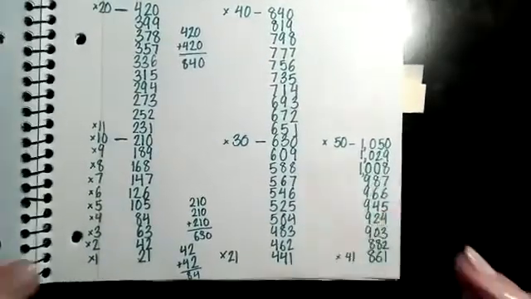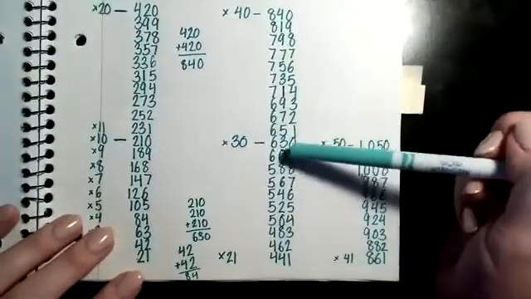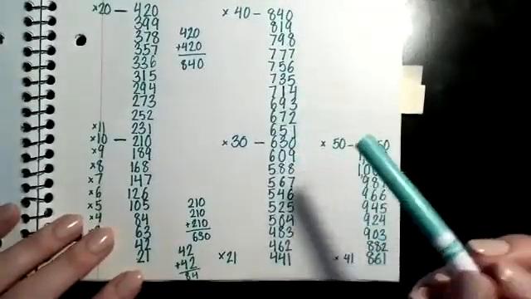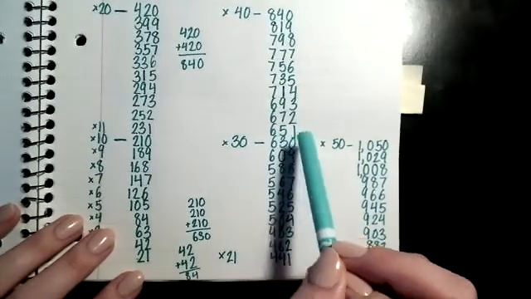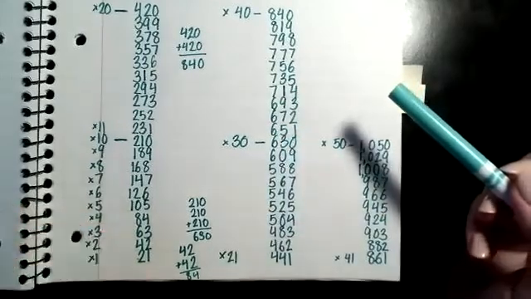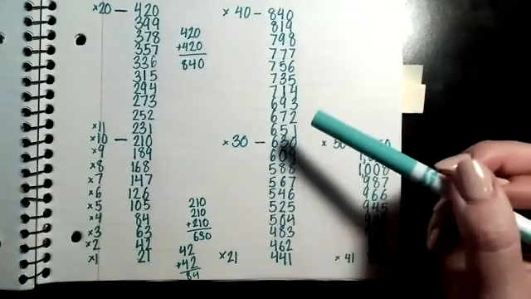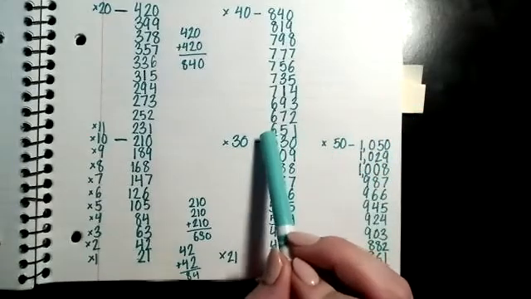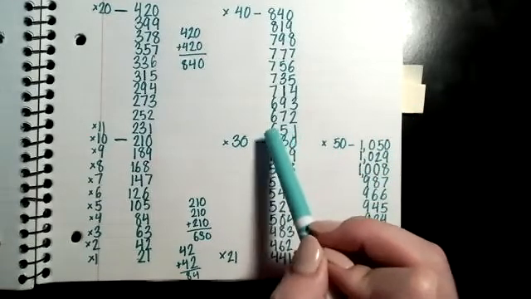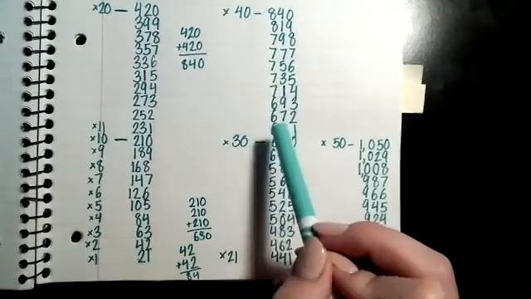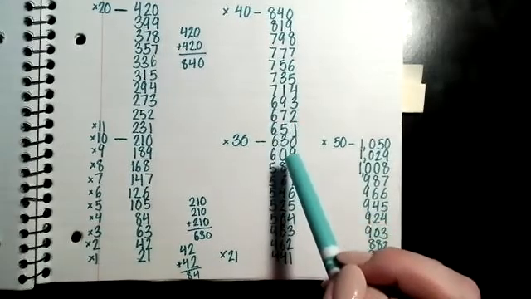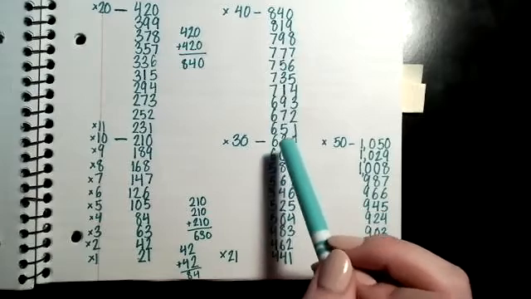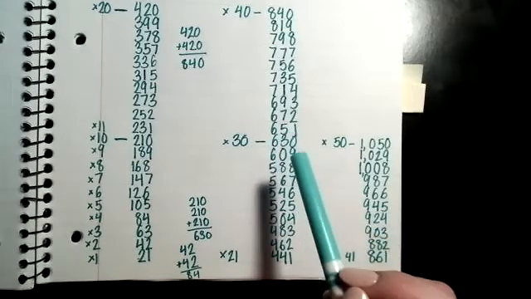Okay, looks like I've got a couple in the 600s. Well, if I did 651 and doubled that, it would go over 1,200, because 600 doubled would be 1,200, 50 doubled would be another 100, and then the 1 doubled would be 2. So that would actually be 1,300. That's too big.